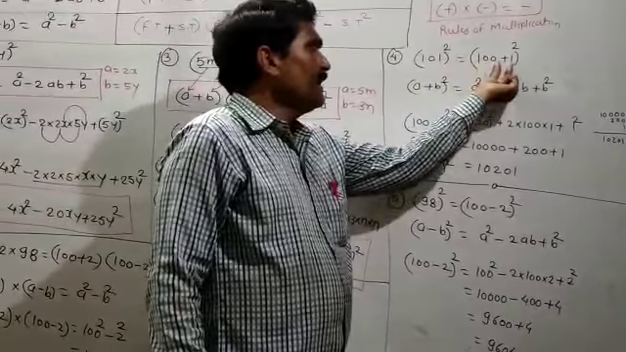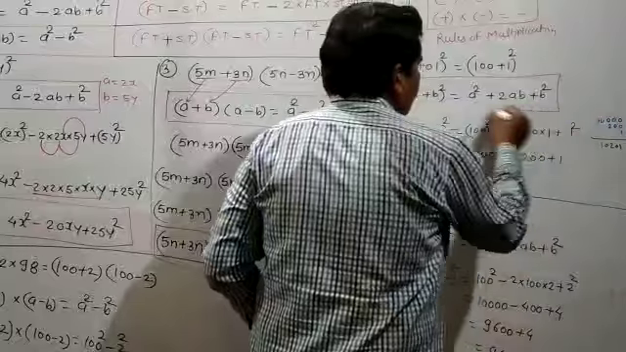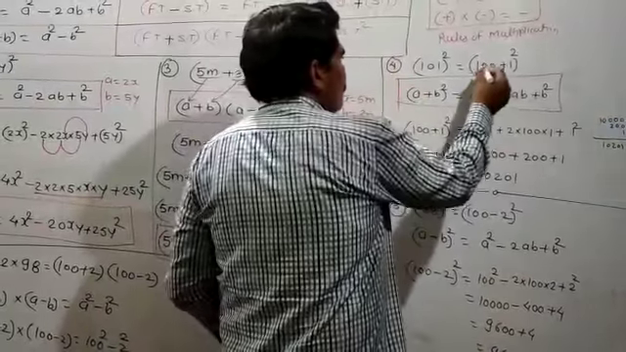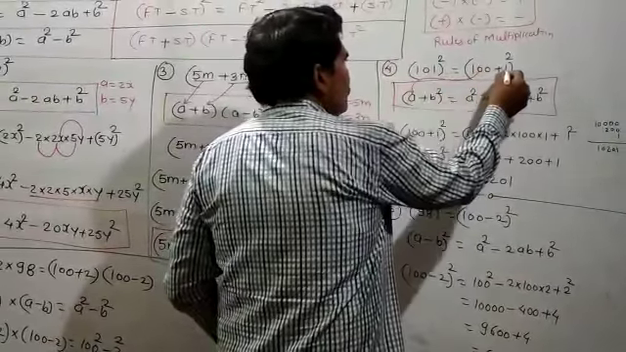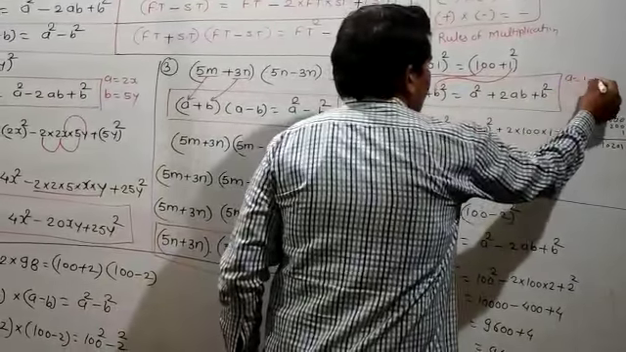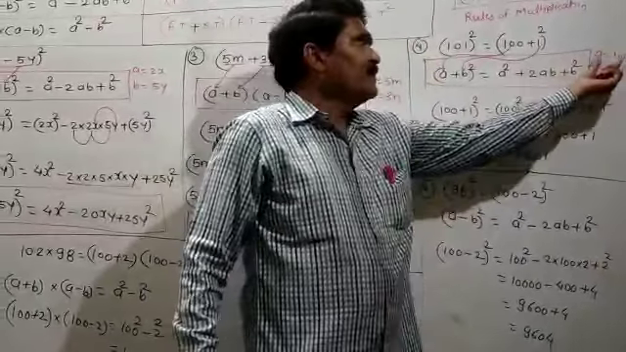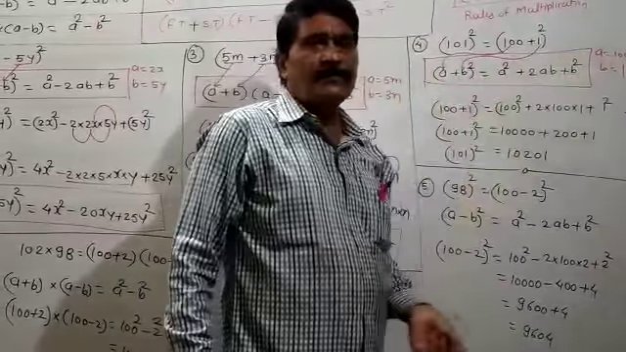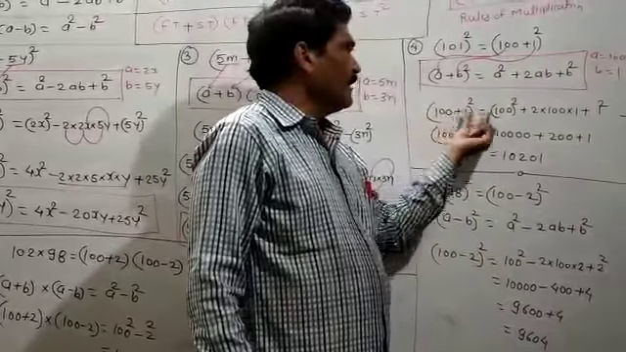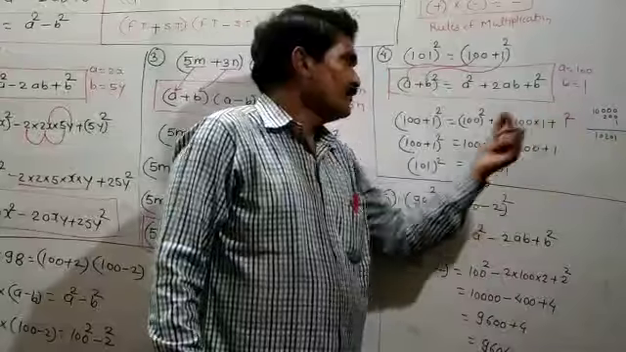This one is the plus identity you have to use. So a plus b bracket square is equal to a square plus 2ab plus b square. A is equal to 100 and b is equal to 1. So you have to utilize a is equal to 100 and b is equal to 1 in the above formula. So 100 plus 1 bracket square is equal to 100 square plus 2 into 100 into 1 plus 1 square.